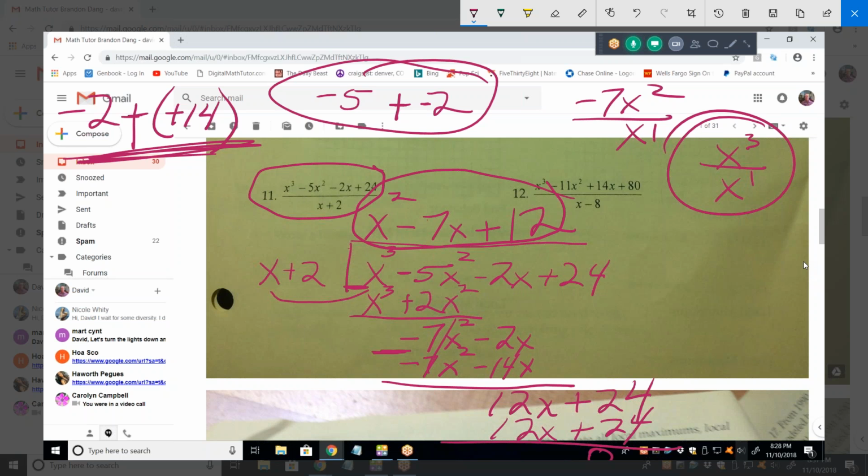Now, have you been taught synthetic division? Let me do it synthetically over here. And what goes in the box? No, what goes in the box is the answer. If that is a factor, what is x going to be equal to? Minus 2.